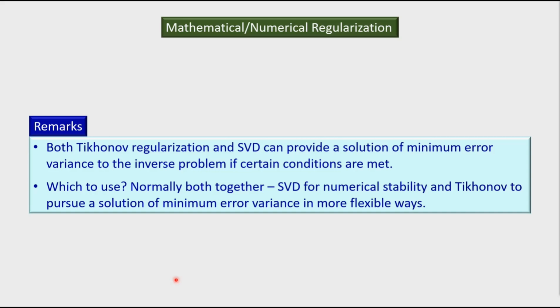Tikhonov regularization, however, allows us to pursue a minimum error variance solution for that inverse problem in more pleasing and more flexible ways, which is why we should always use it. Normally, we use both together when calibrating a groundwater model.